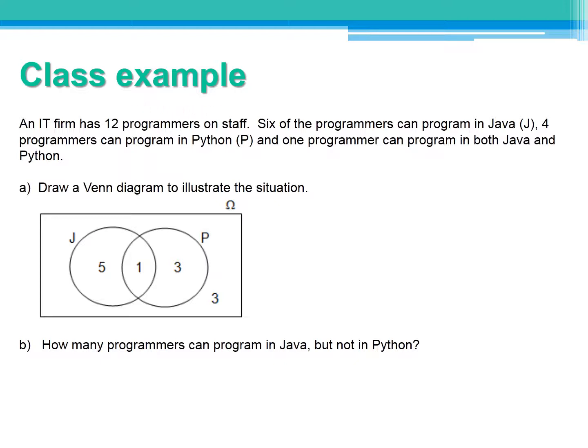So that means that the other 3 programmers will still be in my sample space, but they're not part of those events. So that means that those programmers can program in a different language, for instance C#, but not Java or Python. Then in question B, I ask you, how many programmers can program in Java but not in Python? So it will only consist of this part of my Venn diagram. So it will be 5 programmers.